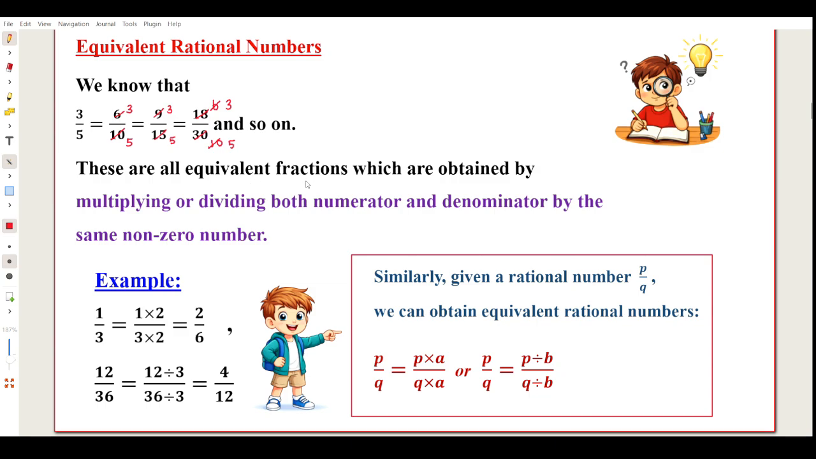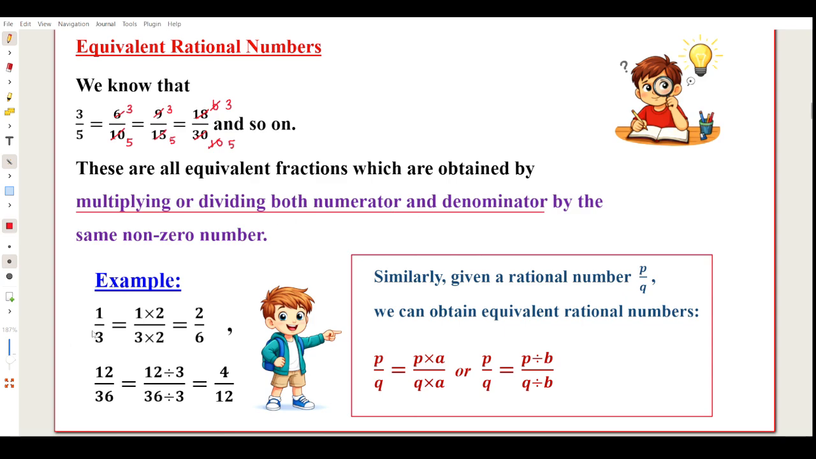Now these are all equivalent fractions, obtained by multiplying or dividing both numerator and denominator by the same non-zero number. Here I am just dividing. Both numerator and denominator should be divisible by the same number. If you are using the 3 table, use the 3 table. If you are using the 2 table, you have to use the 2 table for the division. Either multiplying or dividing, that should be done for both numerator and denominator. So keep it in your mind.